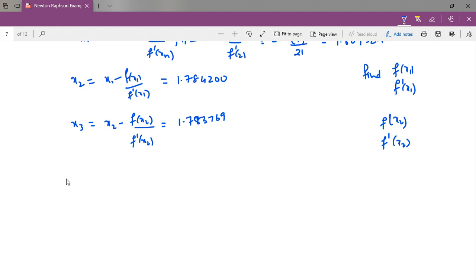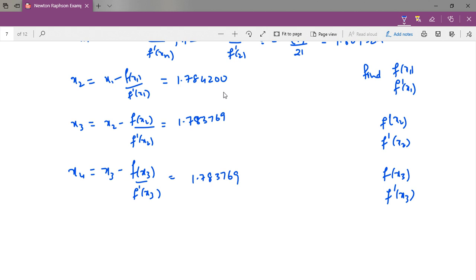Okay. So we are asked to find the root up to 5 decimal places. So let us go for one more iteration, that is x4, that is x3 minus f of x3 divided by f dash of x3. So find f of x3 and f dash of x3. Substitute in this equation, and you are going to get 1.783769. Okay. So therefore the third and fourth iterations are the same.